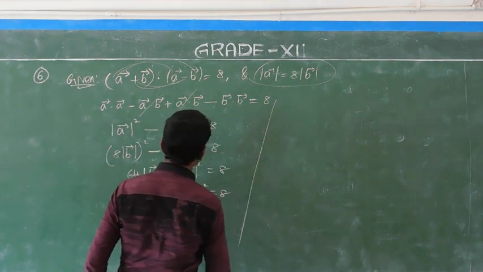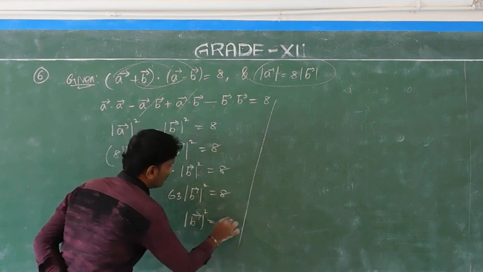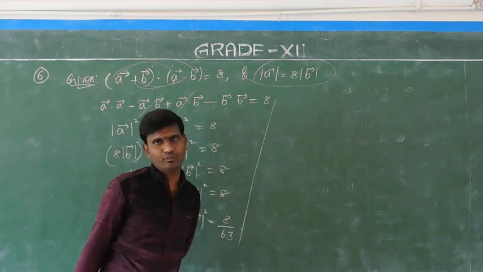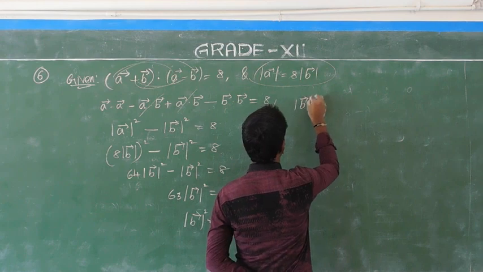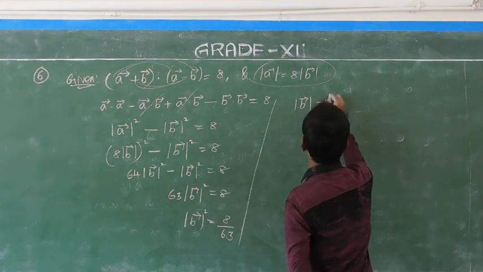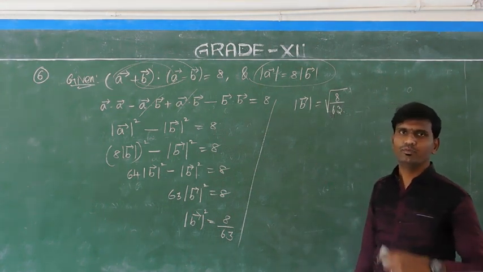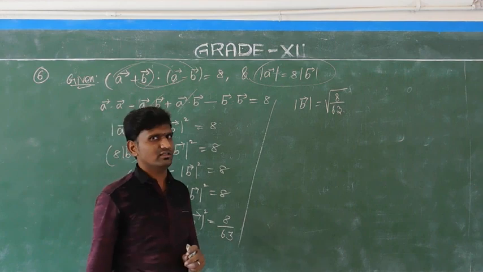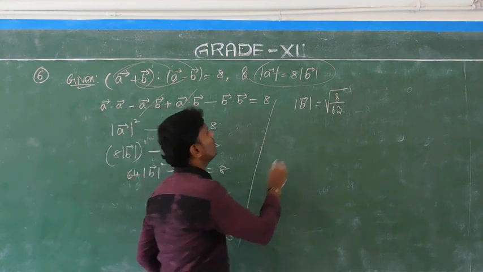Okay, but I need what? Modulus of b only. So modulus of b square equals 8 by 63. Taking a square root of this, modulus of b vector equals square root of 8 by 63. Is this the final answer, or do we have to simplify this? Or otherwise, you have to take a simplification.